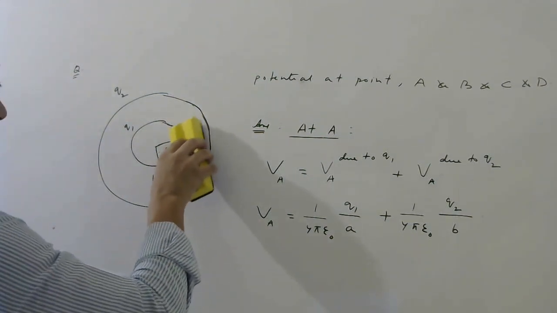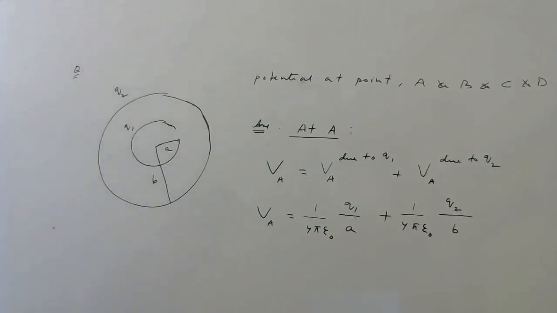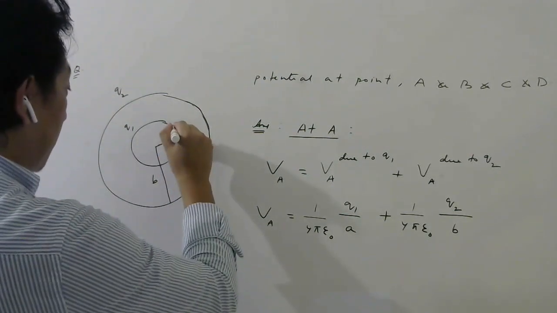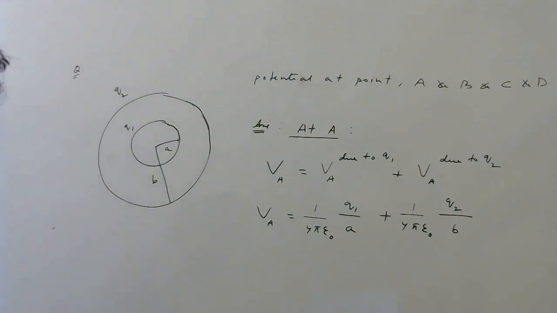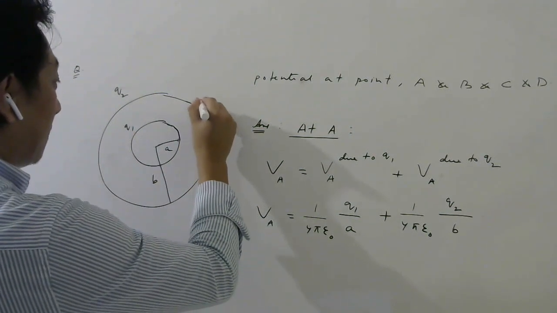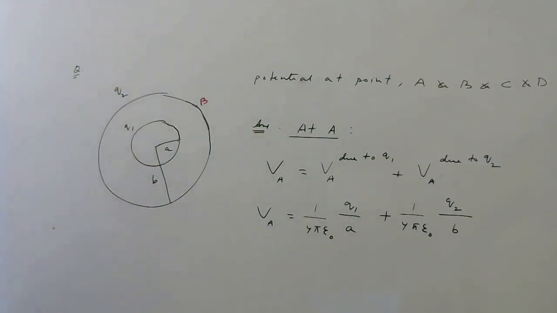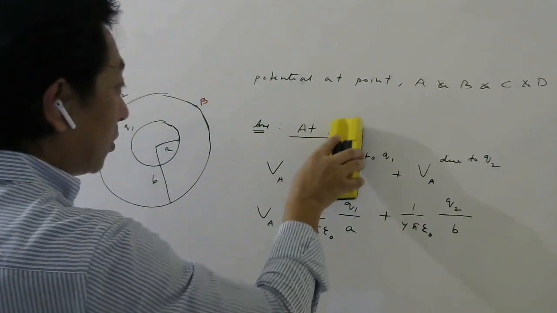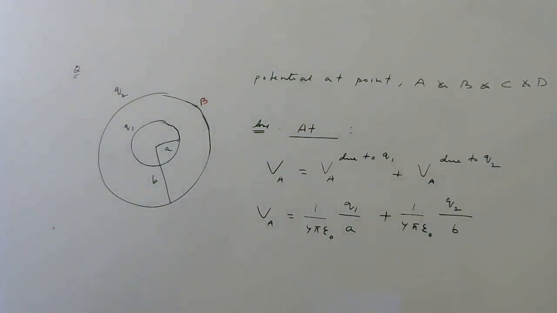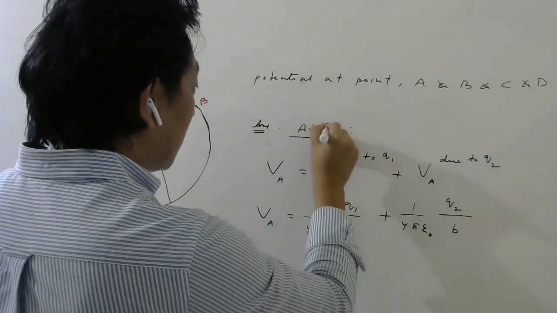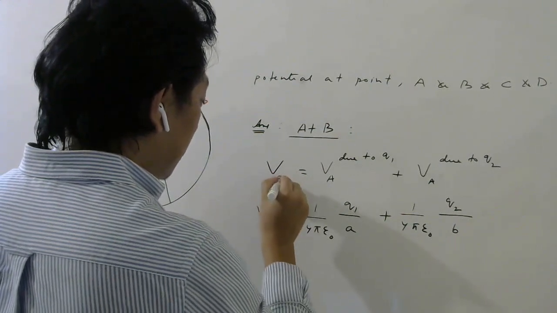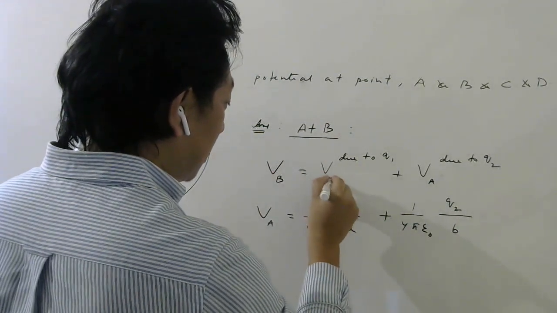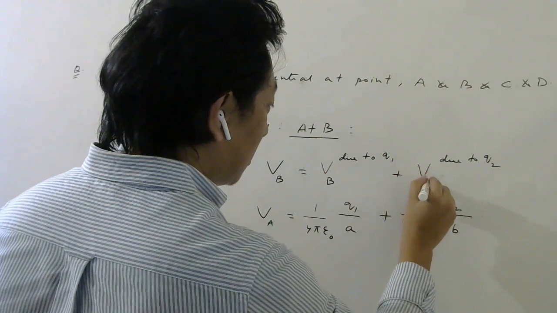Now point B. Where is point B? Okay, I don't actually remember very nicely. So let us say point B is here. So let me ask potential at this point now. Okay, so who will produce potential at B? Charges will produce. Which are the two charges? Q1 and Q2. So potential at B will be potential at B due to Q1, potential at B due to Q2.